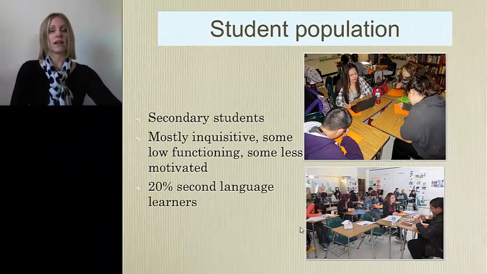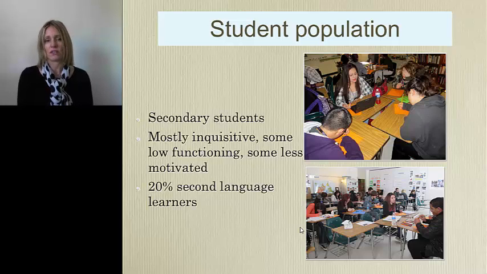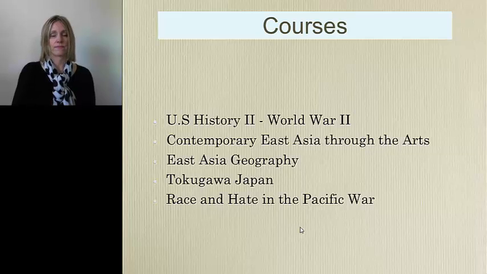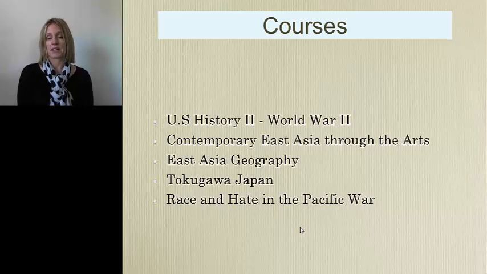The students that I serve are secondary. They're mostly inquisitive and intelligent and engaging. Some are low functioning and some are less motivated than others. I serve about 20% second or third language learners. The courses I've embedded this website in: U.S. History 2, all the time in the World War II unit, Contemporary East Asia through the Arts, geography classes on human geography in East Asia, Tokugawa Japan, and Race and Hate in the Pacific War.